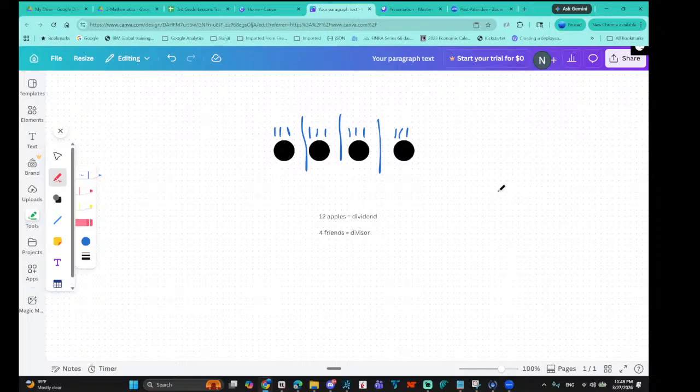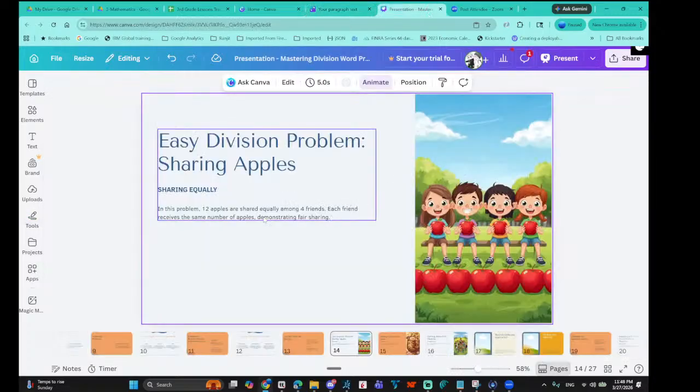So as we write this out in the actual division form, it will be 12 inside of here because 12 is the dividend, and 4 on the outside, which is the divisor, and the quotient on top is what is in the equal groups. So as you see here, this is 3, so the 3 will go up here as the quotient of the division. So here each friend has 3 apples, which is the same number of apples. Okay?